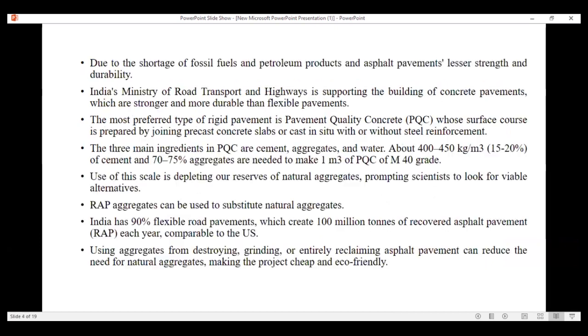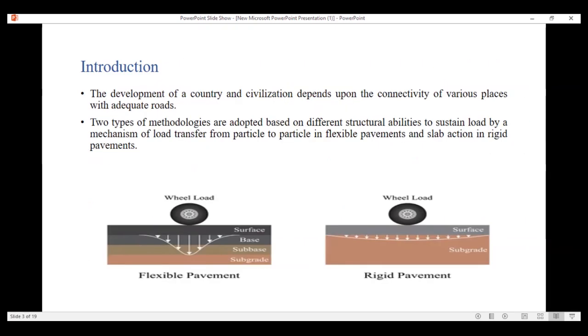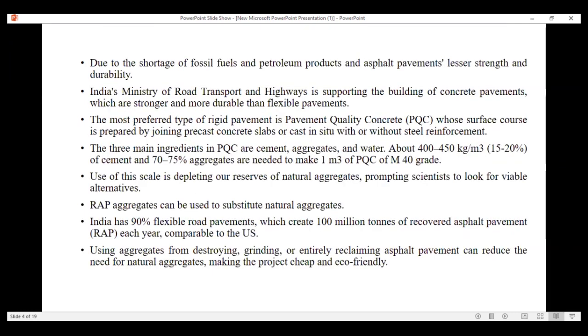These rigid pavements are generally constructed with good quality concrete. Good quality concrete means, as per Indian Roads Congress, minimum 4.5 MPa flexural strength at 28 days, and it resists abrasion and shrinkage. For this purpose we mostly prefer M40 grade concrete. This M40 grade concrete contains around 15 to 20% cement content and 70 to 75% aggregates. Use of these aggregates is depleting our natural resources.